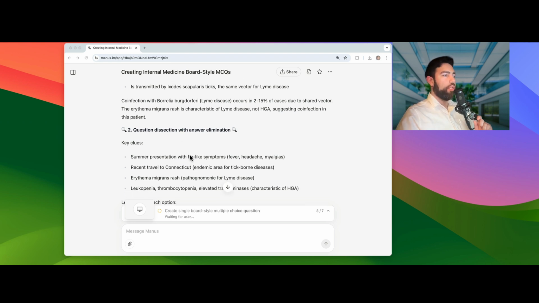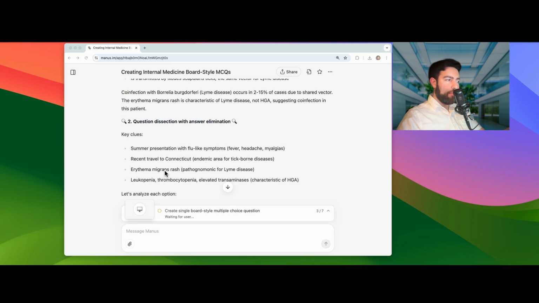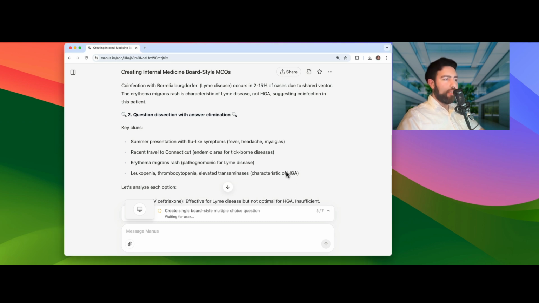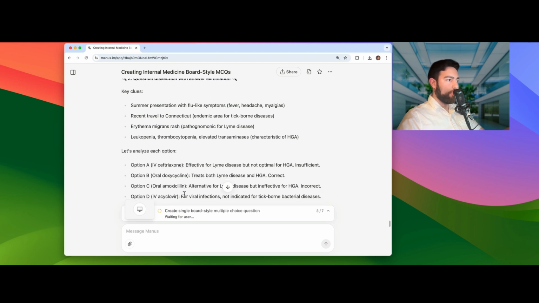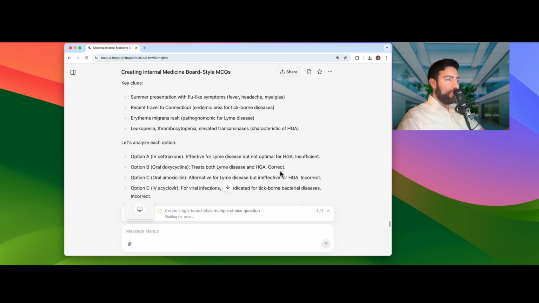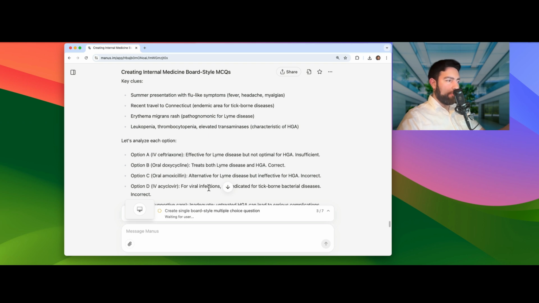Summer presentation, right? Flu-like symptoms, recent travel to Connecticut, which is an endemic area for tick-borne illness, the erythema migrans, and then the characteristic stuff with HGA, which talked about leukopenia, thrombocytopenia, and transaminases. And so the correct option was going to be oral doxy. It treats both Lyme disease and HGA. Amoxicillin, of course, is an alternative for Lyme, but would be ineffective for HGA.